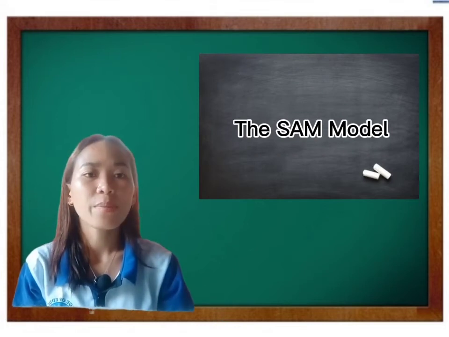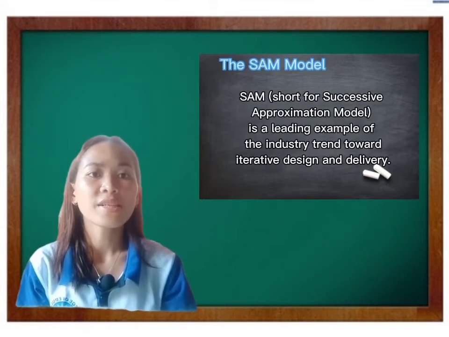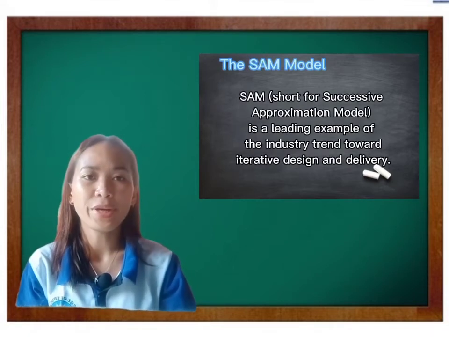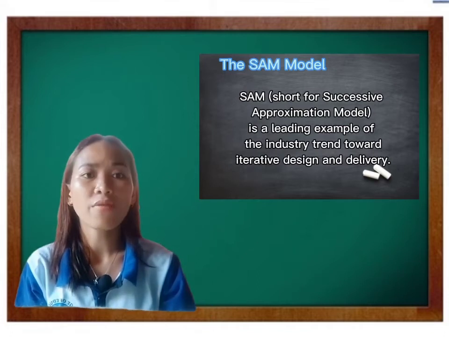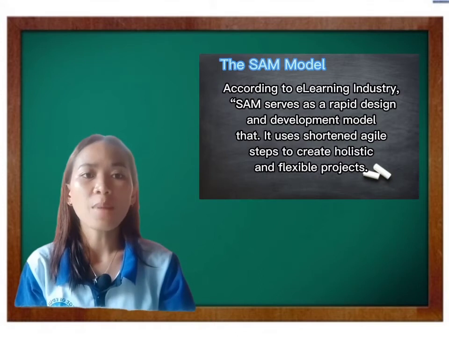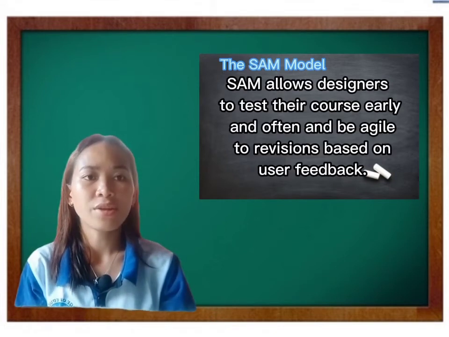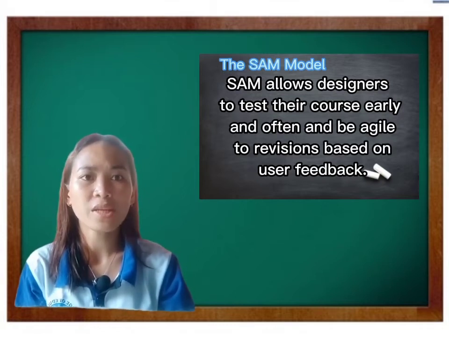The next model is the SAM model. SAM, short for Successive Approximation Model, is a leading example of the industry trend toward iterative design and delivery. According to the e-learning industry, SAM serves as a rapid design and development model that uses shortened agile steps to create holistic and flexible projects. SAM allows designers to test their course early and often and be agile to revision based on user feedback.